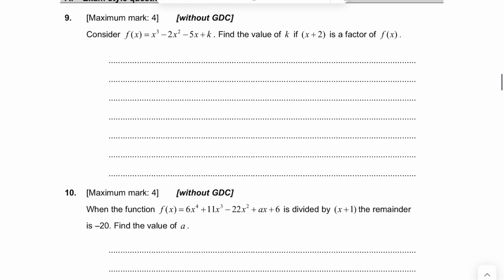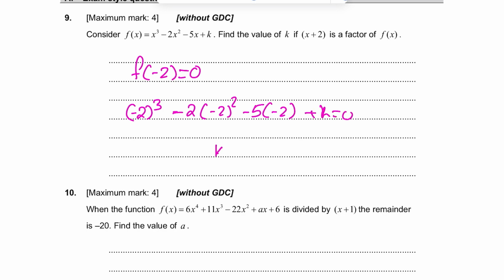Question number 9. Consider f of x equals x cubed minus 2x squared minus 5x plus k. Find the value of k if x plus 2 is a factor. If x plus 2 is a factor, f of negative 2 should be equal to 0. So negative 2 whole cube minus 2 times negative 2 whole square minus 5 times negative 2 plus k should be equal to 0. This gives me the value of k as 6.